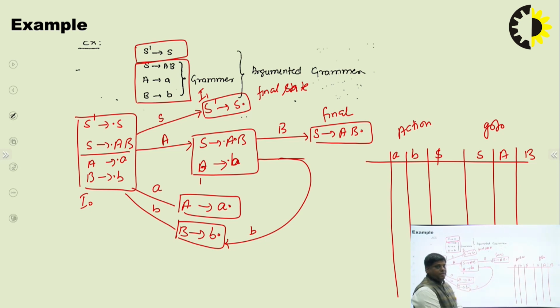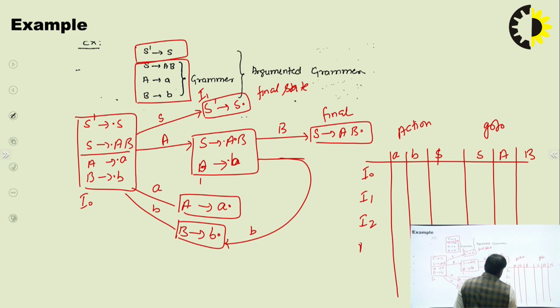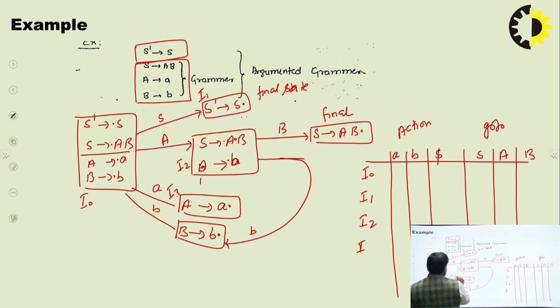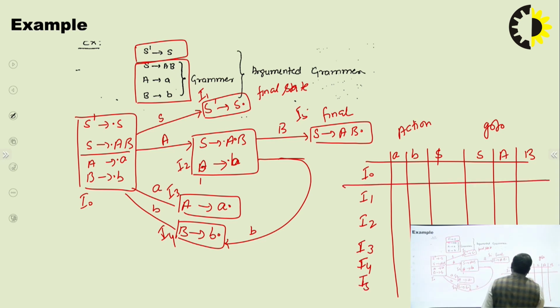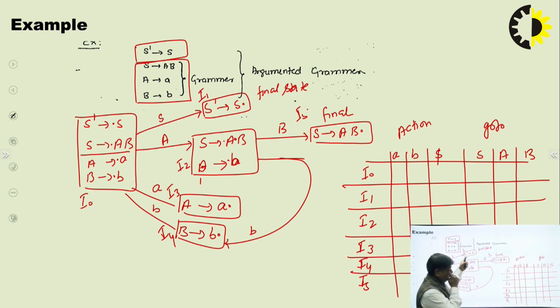We draw the action and goto table. That is I0, I1, I2, I3, I4 and I5. With the help of this finite automata, we draw the action and goto table.